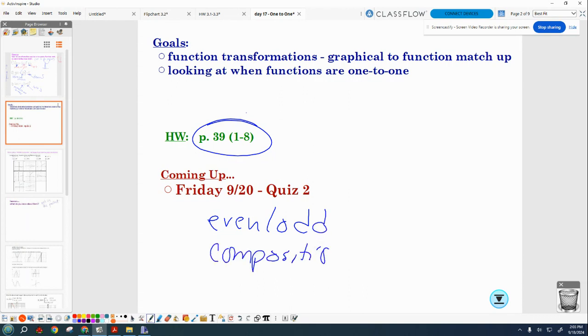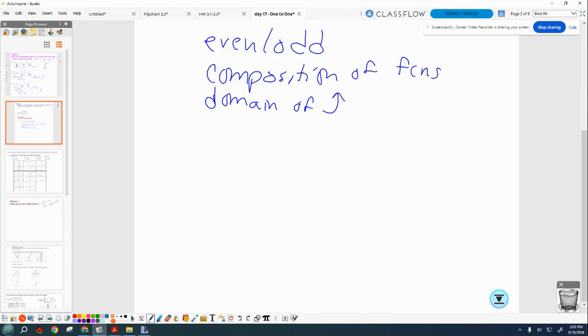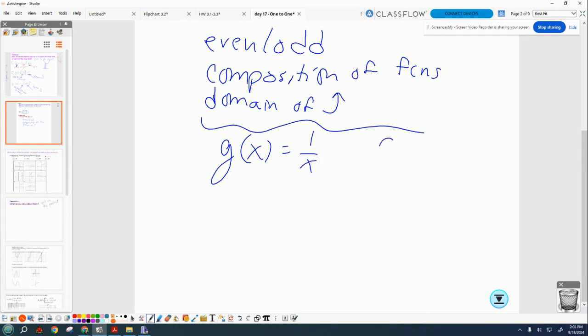Domain of composition of functions. And then I don't know if there's more, but probably there is. Today, this transformation business can be on there. So she just said domain of composition of functions. Yeah, and that one can be a stinker. To give you an example.